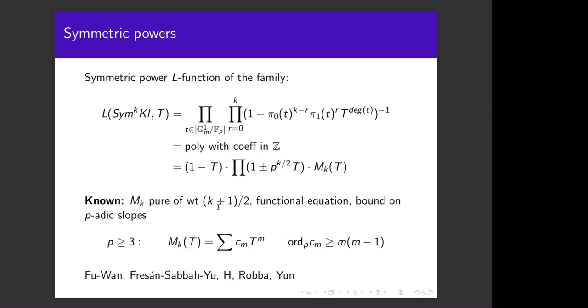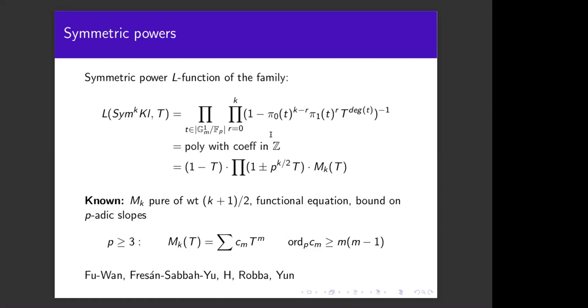So all of its roots have absolute value square root of q to this power here. Mk also satisfies a functional equation with this weight. And what's also known about this Mk is that there's a lower bound for the p-adic slopes. For all p greater than or equal to 3, this lower bound for the Newton polygon is known.